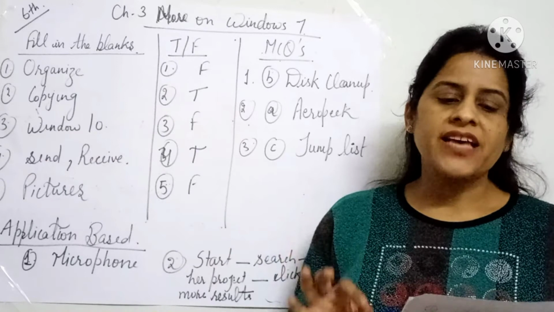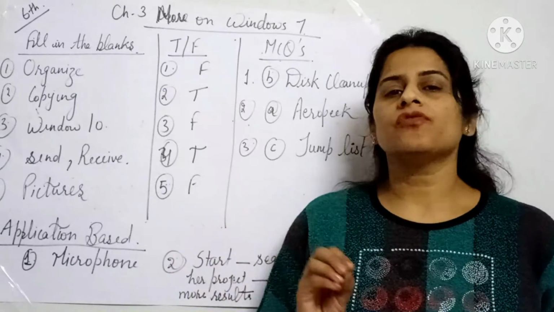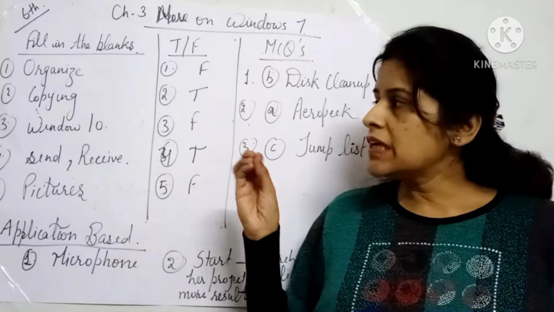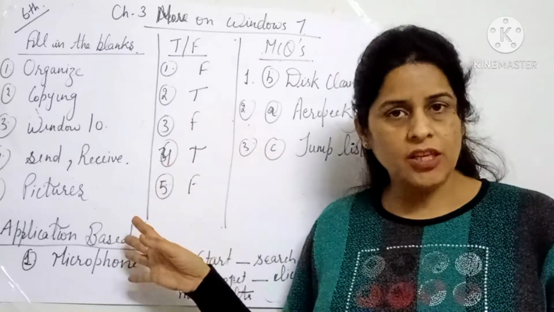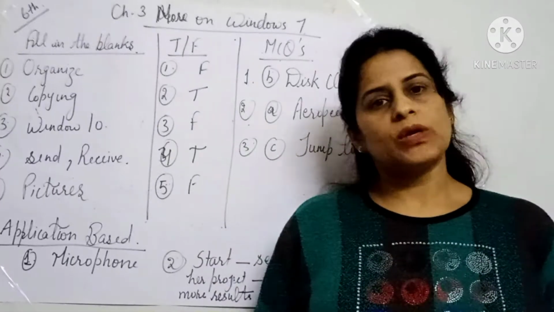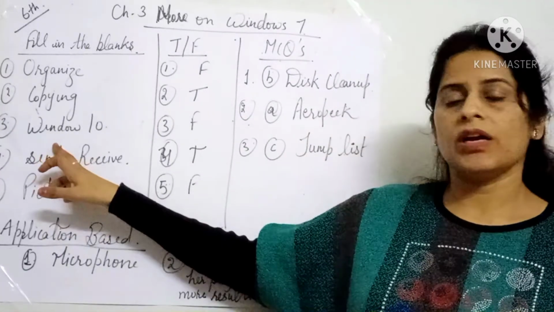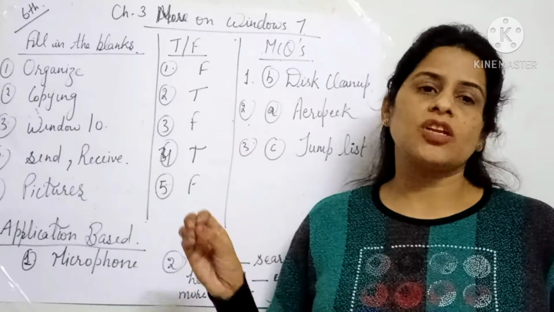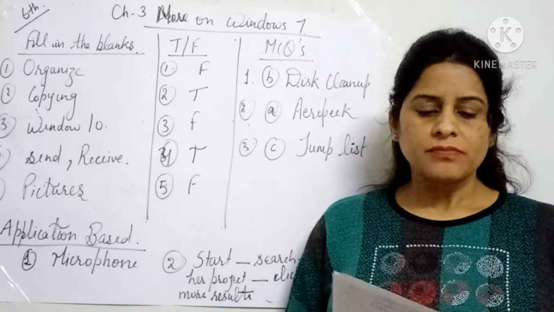Next is dash is the latest version of Windows. Although there are other latest versions of Windows coming, now we are using Windows 7 in your book, and what is the latest version given in the options? That is Windows 10. So here what will come is that Windows 10 is the latest version of Windows.